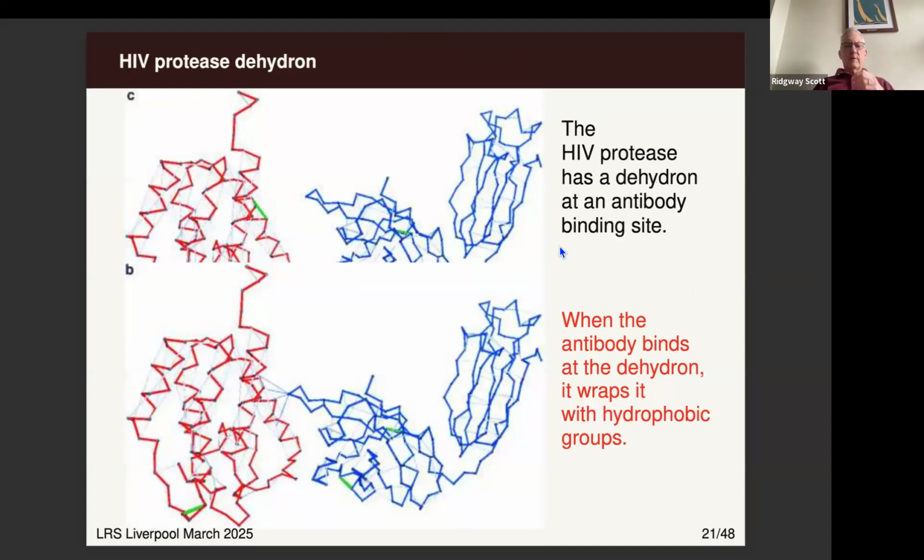And so we took a look, and here's the HIV protease with an antibody. Protease here, antibody here, and notice a dehydron right here. And then when you look at the bound form of the antibody with the protease, it binds right there. It's like a finger pointing to that spot. And when we saw that, we said, well, wait a minute, maybe we're onto something here.